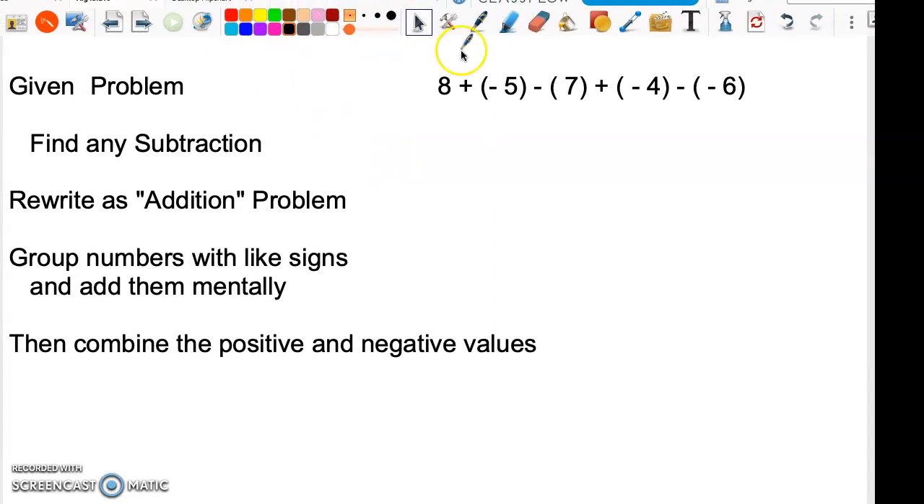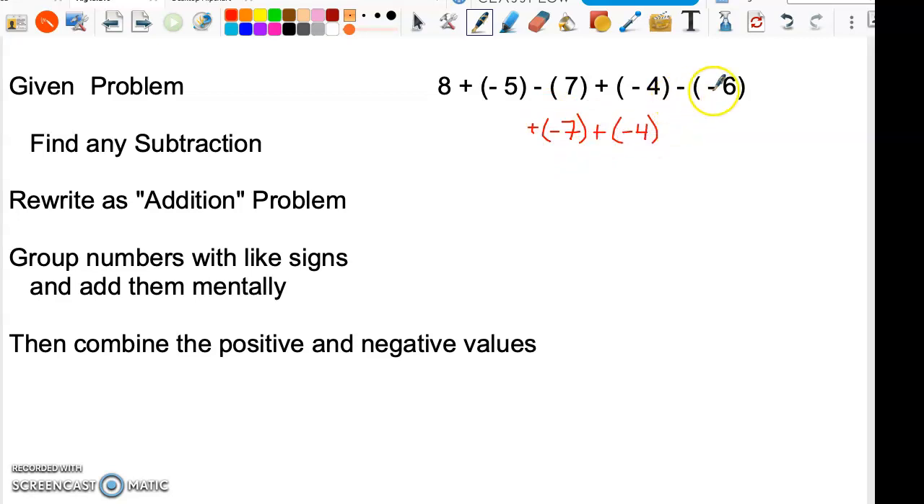All right, so given this problem right here, 8 plus negative 5 minus 7 plus negative 4 minus negative 6. First of all, I want to create this as an addition problem, so I want to find all of my positive numbers and all of my negative numbers. So this is 8 plus negative 5, that's fine. Then I have minus 7, so I want to change this minus 7 to plus negative 7. Then I have plus negative 4.